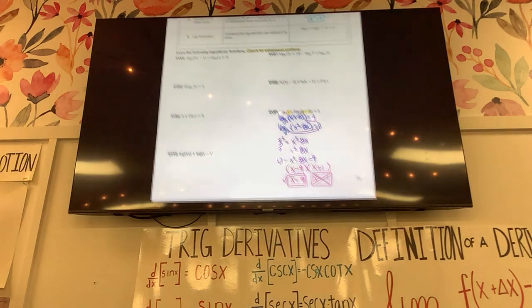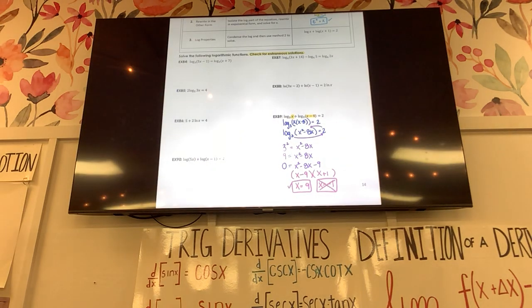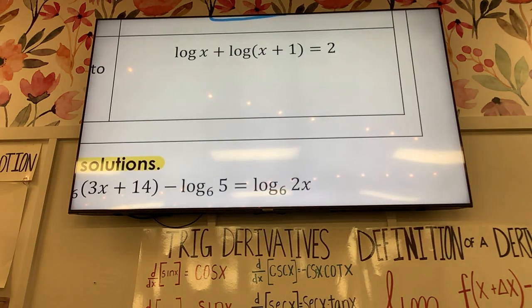All right, so those are your 3 methods. All right, so let's look at this other one in the box here, and let me show you why this one's a little bit more difficult. We're going to start it off the same way. We're going to squish it together.